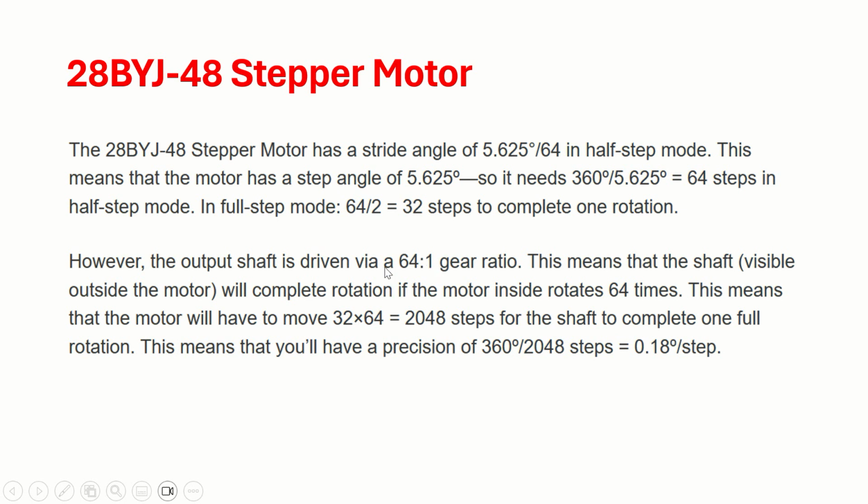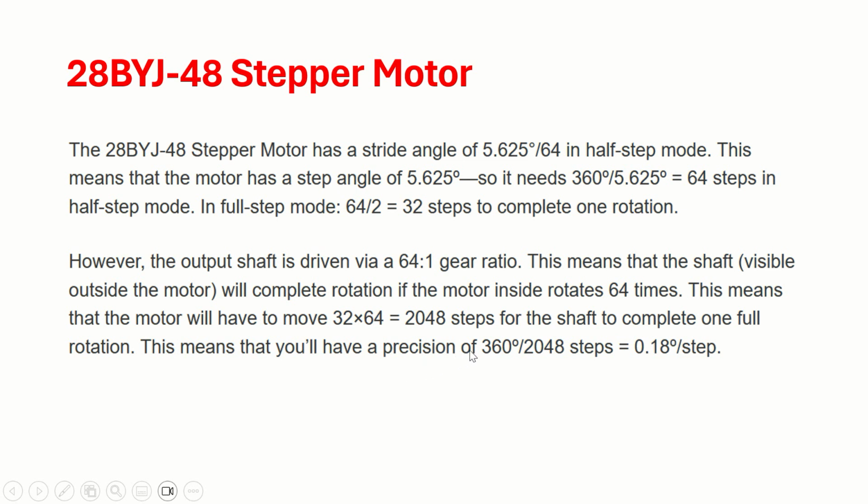And internally, the output shaft is driven by a gear. There is a gear, so let's say 1 is to 64 is the reduction. This means that the shaft which is visible outside will complete a rotation if the motor inside rotates 64 times, because the gears are arranged in such a way. Internally if it rotates 64 times, externally the shaft will make one step. This means that the motor will have to move 32 into 64 times, that is 2048 steps for the shaft to complete one full rotation.